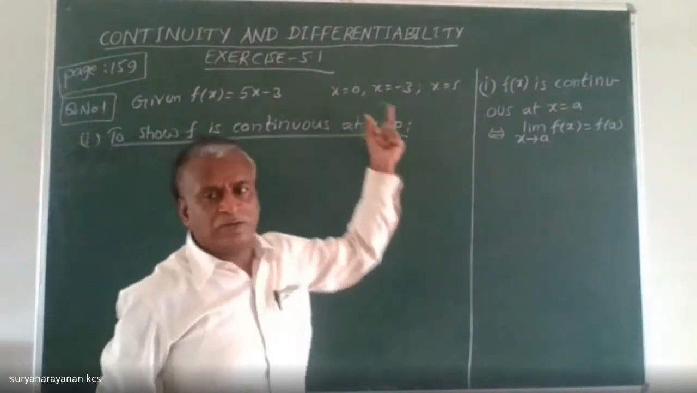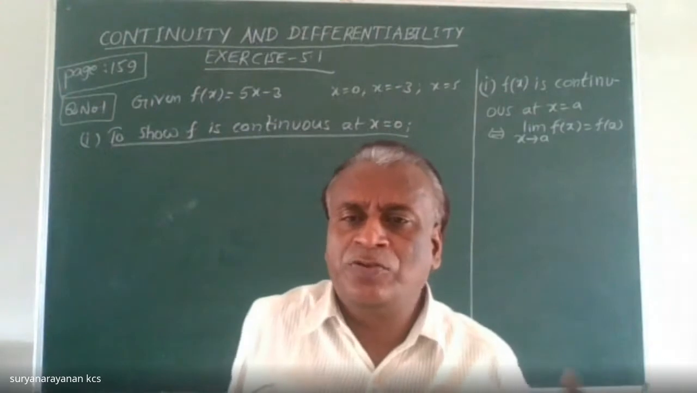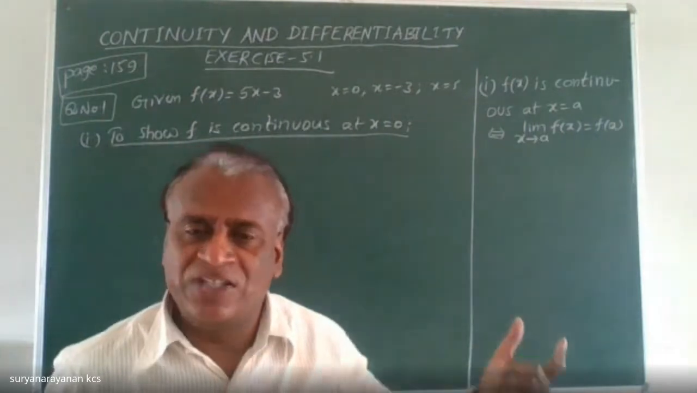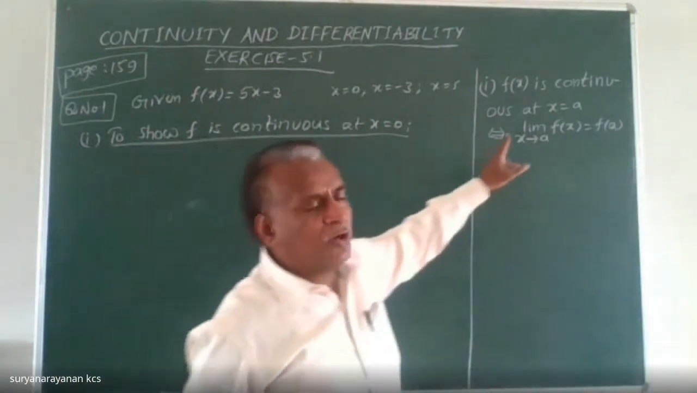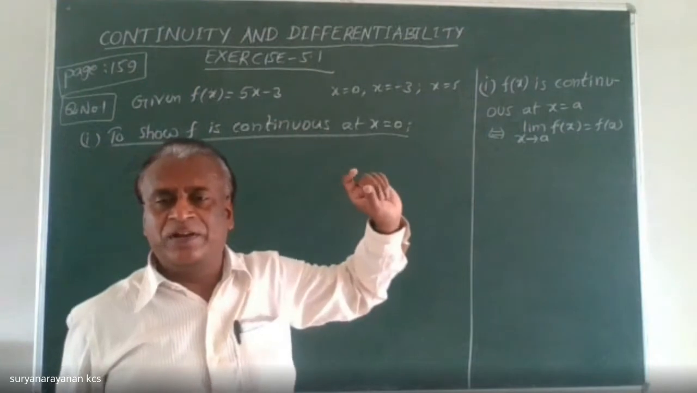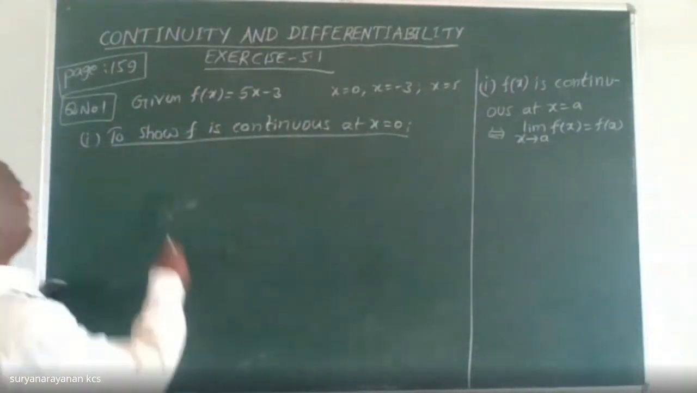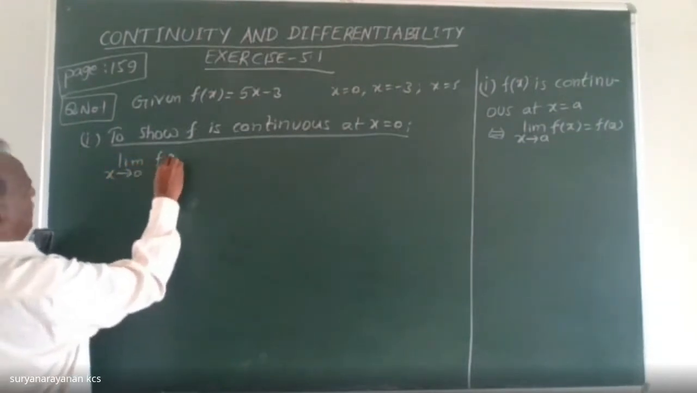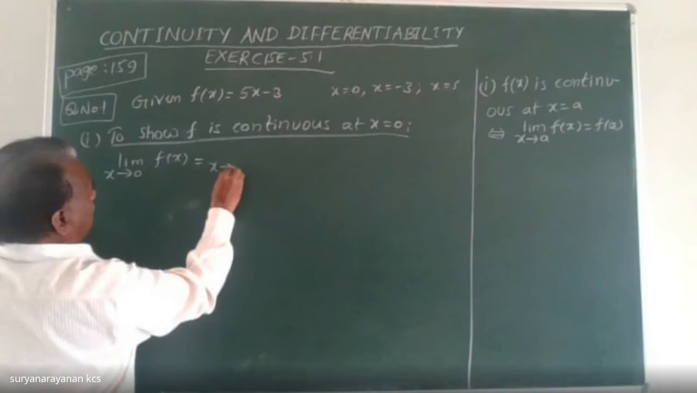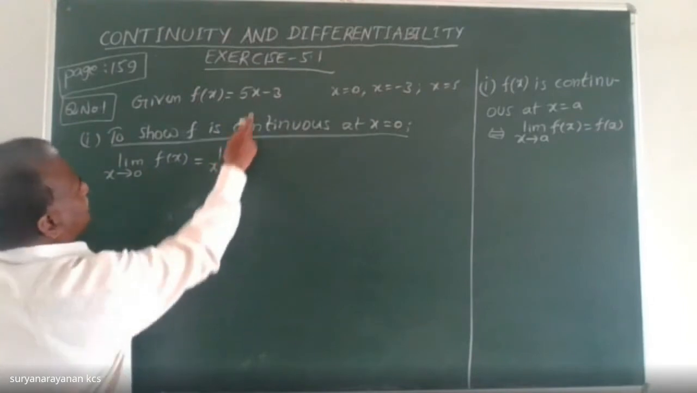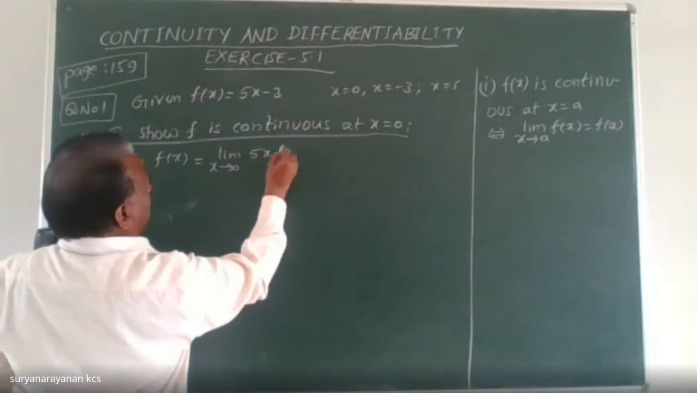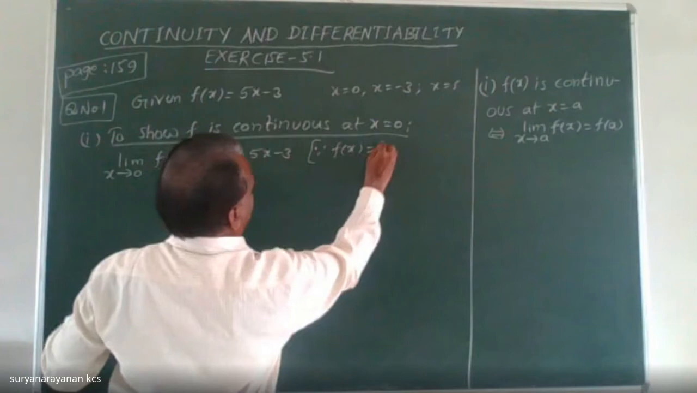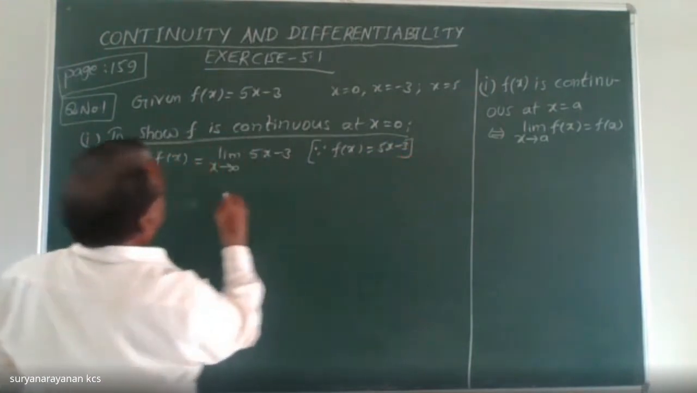First, we are taking this point at x is equal to 0. We have to show that the given function is continuous at x is equal to 0. So, what is the value of a here? What is the point here? 0. So, let us find the limit of this function as x tends to 0. Limit f of x, as x tends to 0, what is f of x here? 5x minus 3.